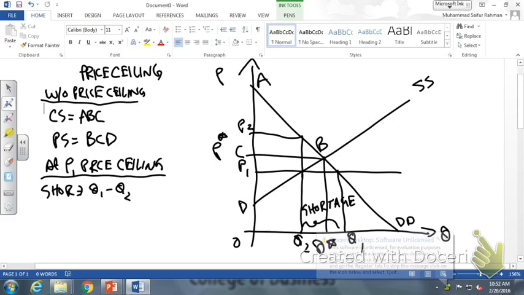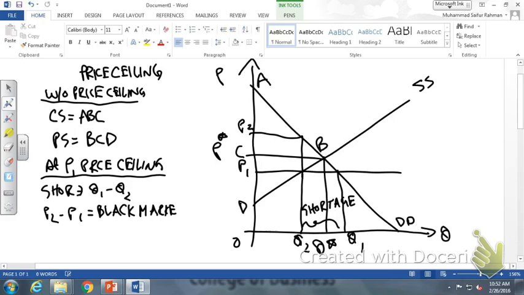Based on the demand curve of the consumer, our producers know that our consumer is actually willing to pay P2 rather than P1 to get this Q2 amount of output. So what will happen is that P2 minus P1 is the so-called black market premium that our buyers pay.